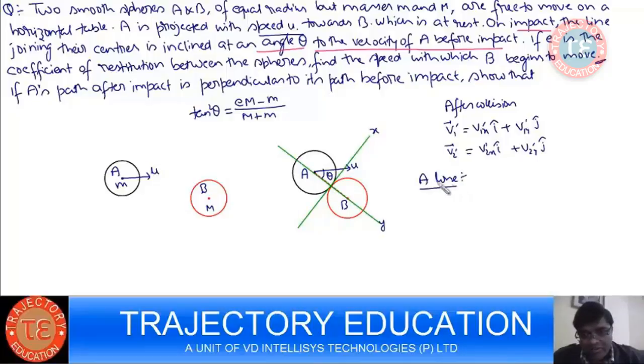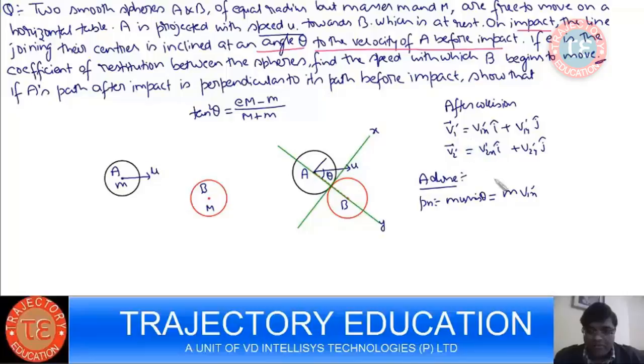So I can conserve the linear momentum of A alone as a system in the x direction, right? And what is the linear momentum of A before collision in the x direction? That is your m u sin theta. So you can see this m u sin theta equals m v1 x dash.